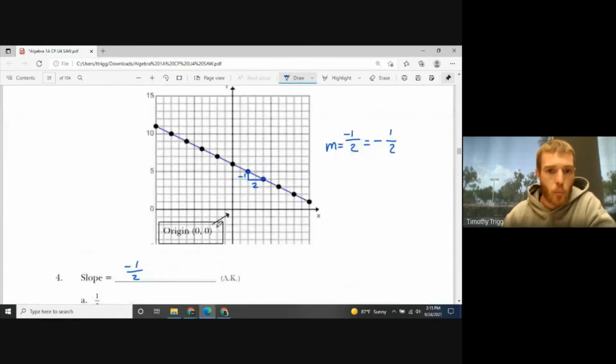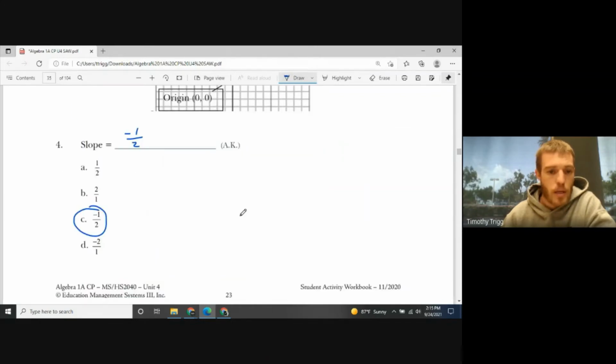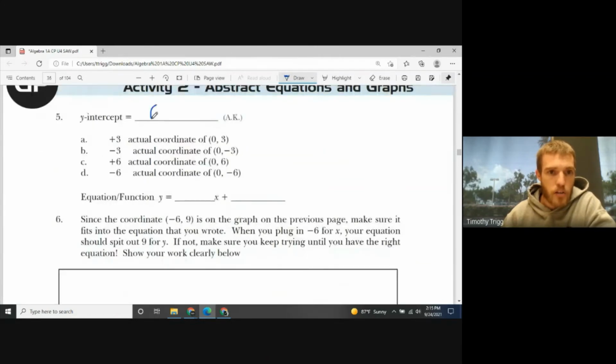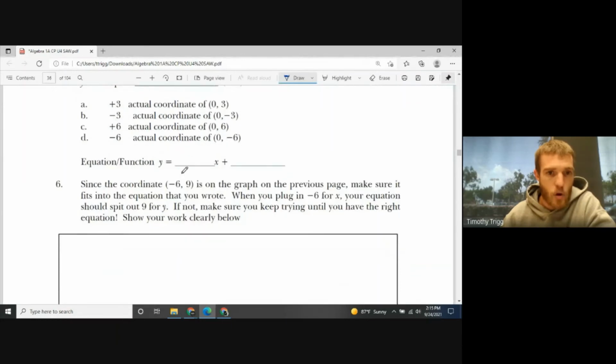Our y-intercept, so where does our line cross the y-axis? If this is 0, 0, then that's 1, 2, 3, 4, 5, 6. So our y-intercept, our b, is 6. So our function will be y equals negative 1/2 x plus 6.